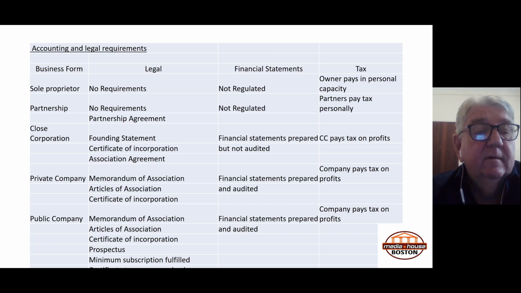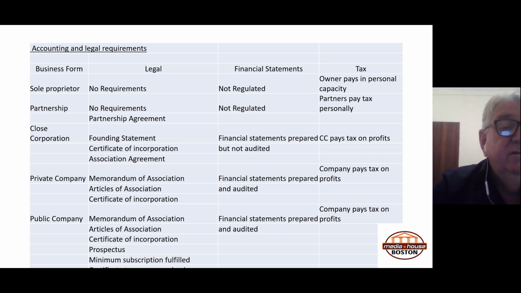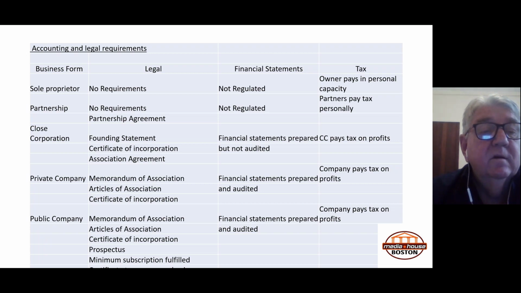Private company, okay, there we have a memorandum of association, articles of association, and certificate of incorporation. Now, again, these are legal requirement documents. Your memorandum of association is fairly similar to the partnership agreement. Okay, it sets out when the company must meet, how often, how many directors they must have, etc. So that will be in those documents. They must prepare financial statements, and they must be audited. Okay, if we look at the tax, the company pays tax on its profits.